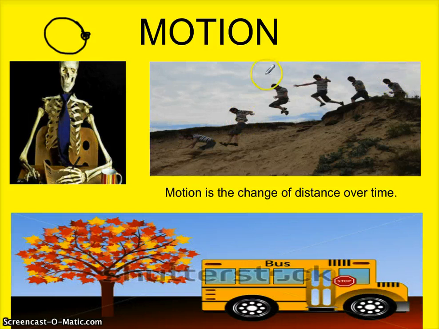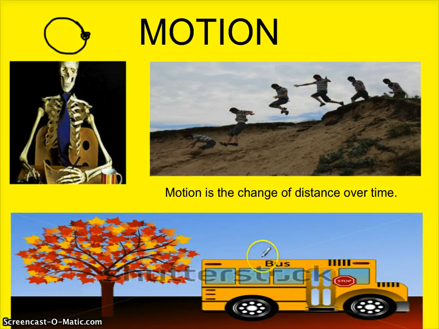Look at this kid right here, some kind of time-lapse photography. All the stuff around him, the grass, the sand, of course is staying still. But you can see how he has moved over the individual slides. So motion is the change of distance over a given time.